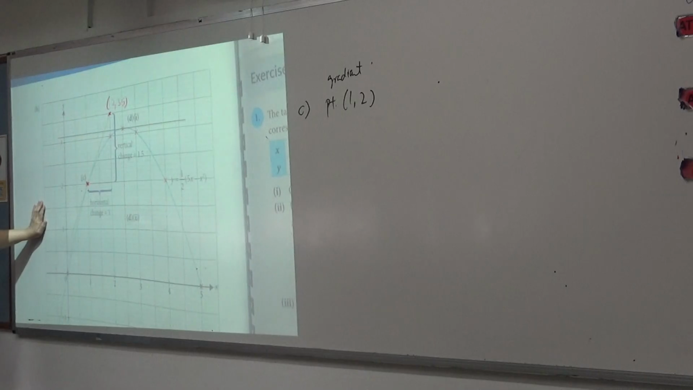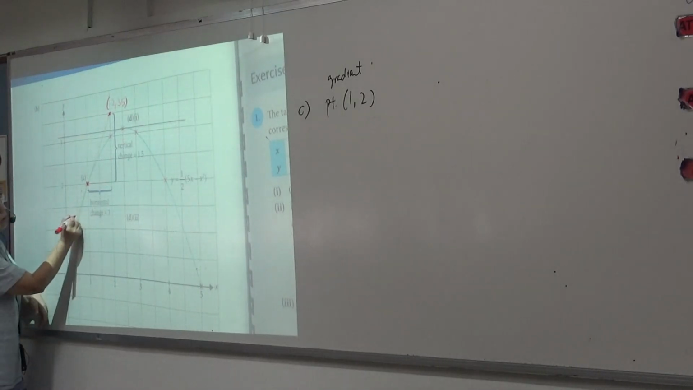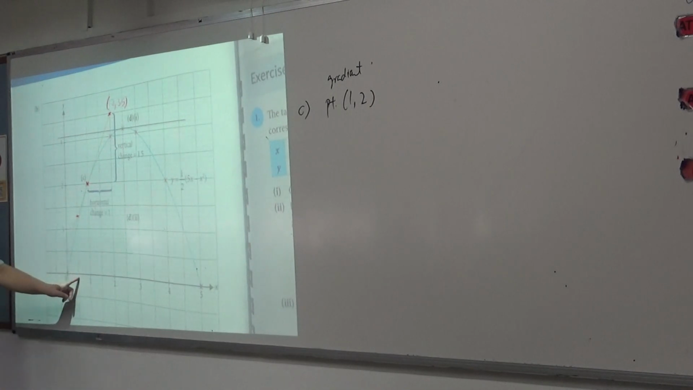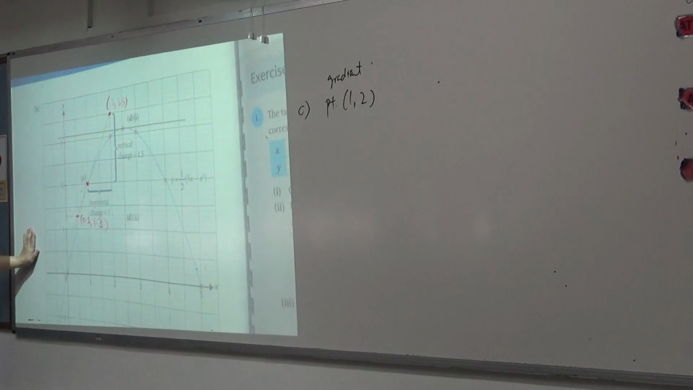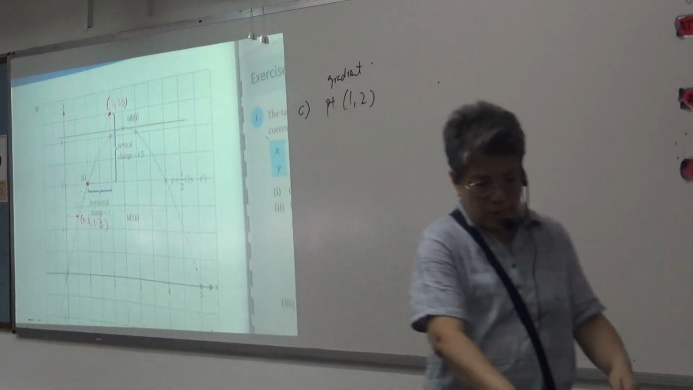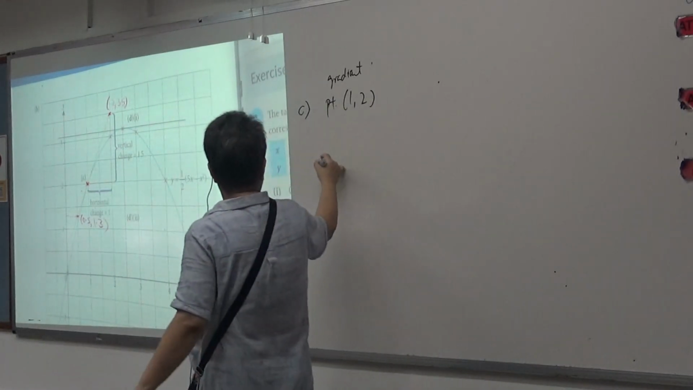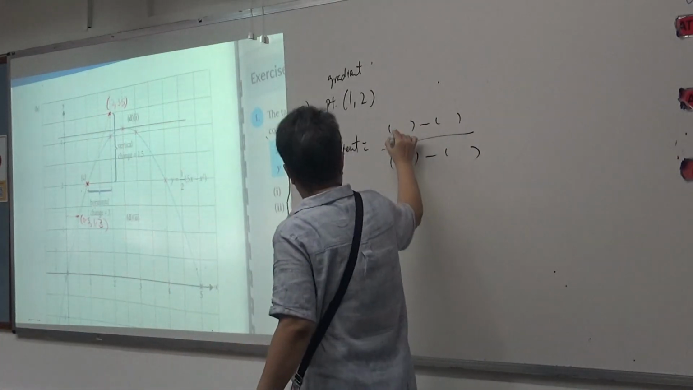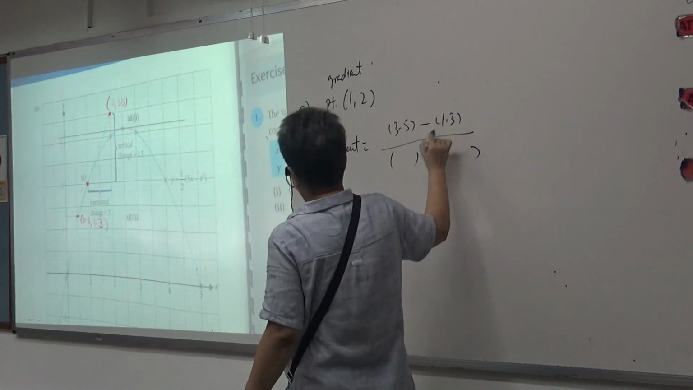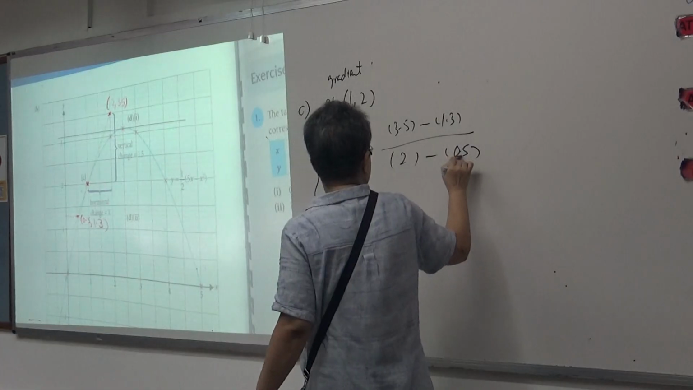Then we choose another point. Now, can you look at this point here? This is 0.5 and what? 1.3. Yes. Can you see? I'm talking to you. Okay, now, so what are we going to do about it? They want to find the gradient at this point. So you will say, gradient, I will write 3.5 minus 1.3 over 2 minus 0.5. Can you see it?